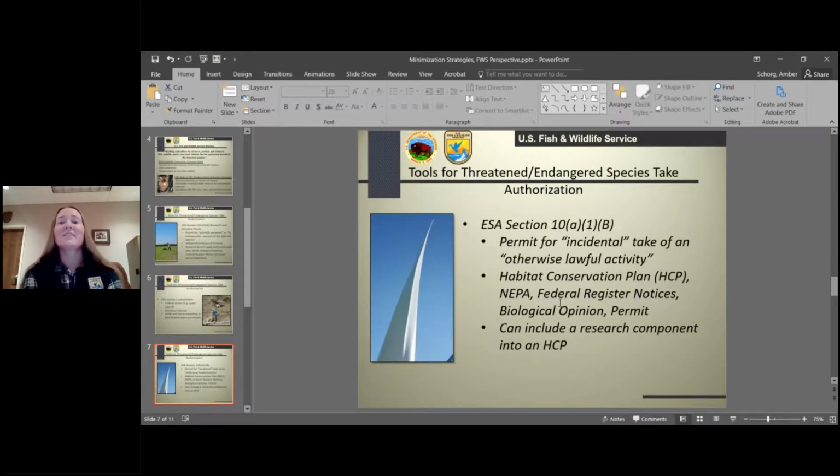And then, of course, there is a Section 10(a)(1)(B) permit, which is a permit for the incidental take of an otherwise lawful activity. So if you have a facility that has risk to an endangered species and plan to get an HCP for operation, and you want to include a new technology within that HCP, this would be the take authorization method that you would pursue. It involves the preparation of a habitat conservation plan, also NEPA, Federal Register notices, biological opinion, and the issuance of that permit itself from the Fish and Wildlife Service.